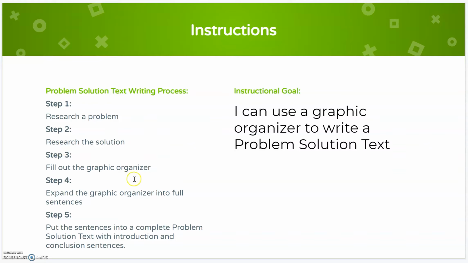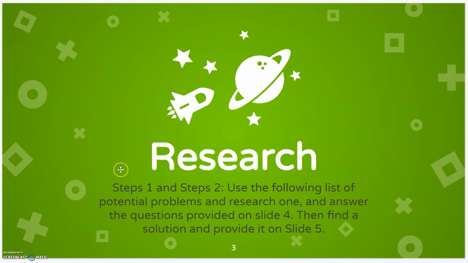Then we're going to fill out the graphic organizer just like we did in the last lesson. And then you're going to expand the graphic organizer into full sentences. So we're taking things we've done in the past and now we're going to add to them and make a full sort of text. Then we're going to put the sentences into a complete problem solution text with an introduction and conclusion sentences, right? So again, our first step is going to be the research.